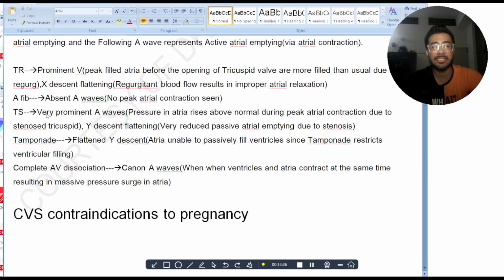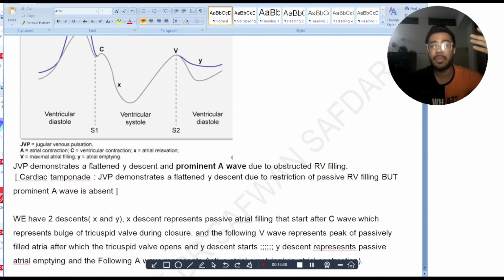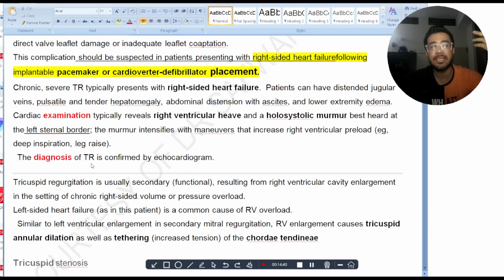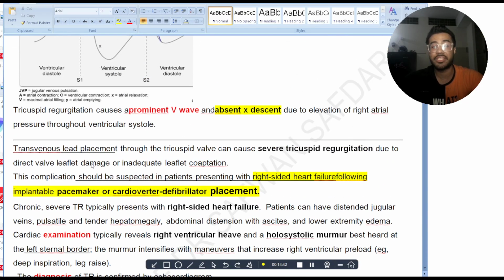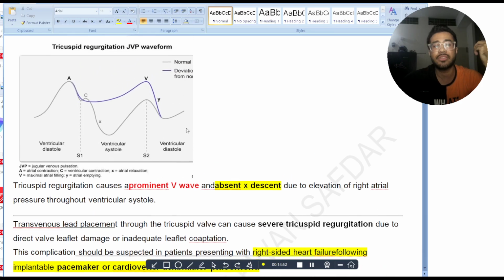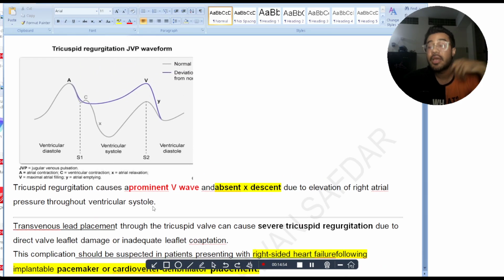So we've discussed everything here, and you need to make sense of everything that we've discussed if they give you a JVP waveform. So let's give it a read as well. Tricuspid regurgitation causes a prominent V wave and an absent X descent due to elevation of right atrial pressure throughout ventricular systole. Ventricular systole represents atrial relaxation, or atrial diastole. Overall increase in pressure during the atrial relaxation phase because the blood flows back into the atria.